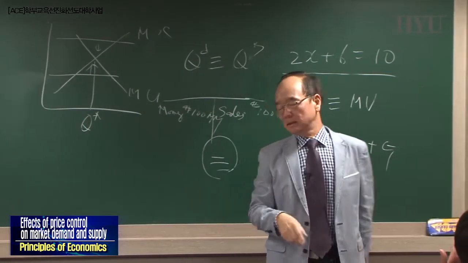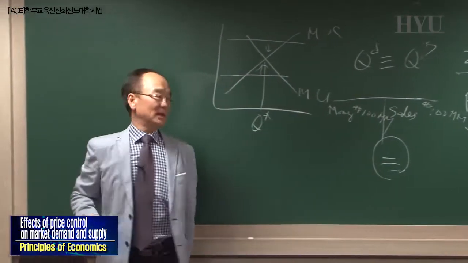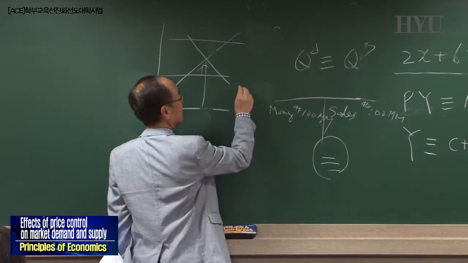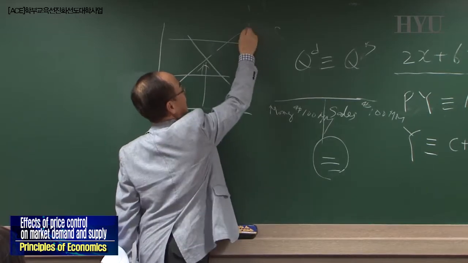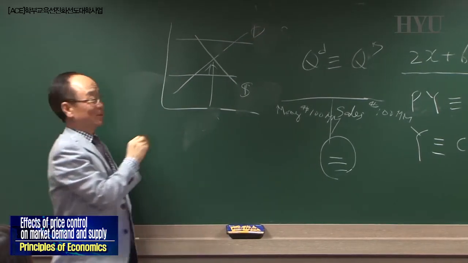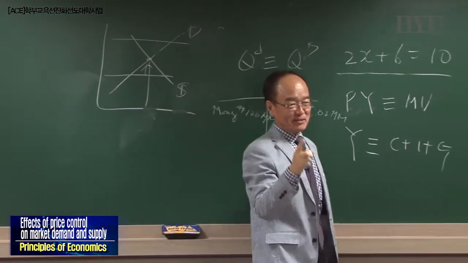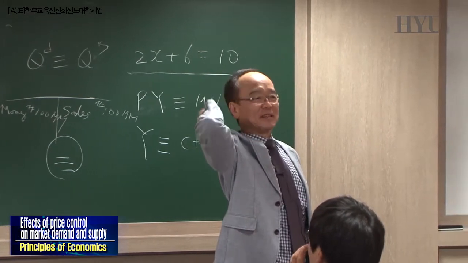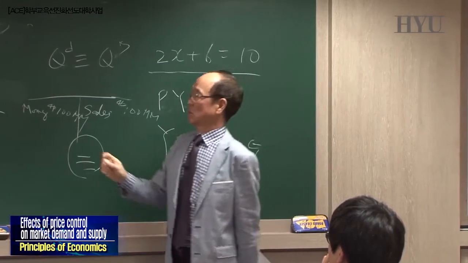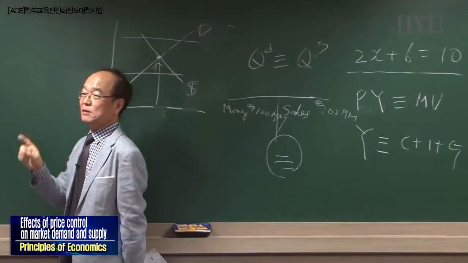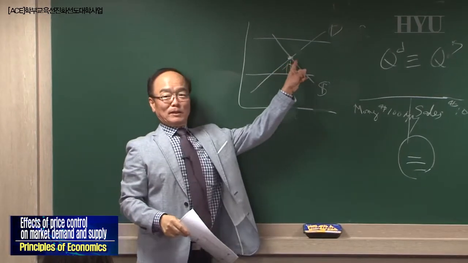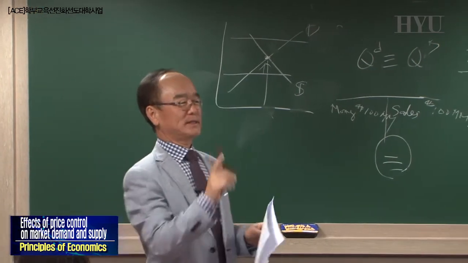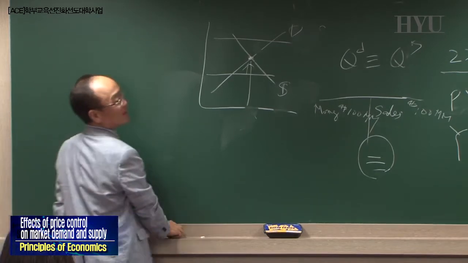Just for your mental game, you can do this at home over the Chuseok holidays. What if, this is S, this is D. Here, equilibrium is possible. Right here, quantity demanded is exactly the same as quantity supplied. But once out of the equilibrium, it diverges. You can check that out on your own. Somehow, by coincidence, equilibrium is possible because there is no leftover here. But that's unstable. That's very easy, you can do that.